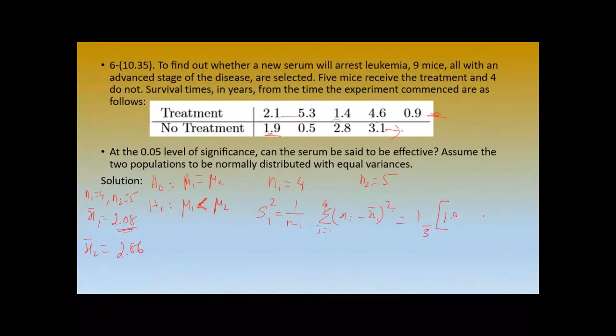First data 1.9 minus mean 2.08 whole square, plus second term 0.5 minus 2.08 whole square, 2.8 minus 2.08 whole square, finally plus 3.1 minus 2.08 whole square. Sum all these squared differences, and then divide by 3. So S1 square will be 1.3625. We don't want S1, we can keep S1 square. Okay.